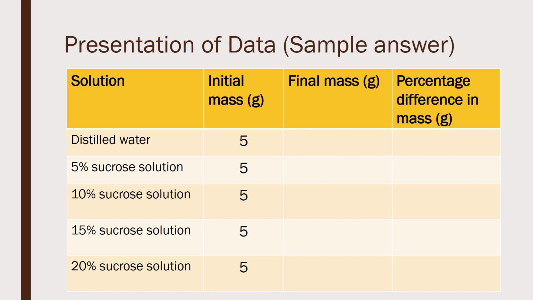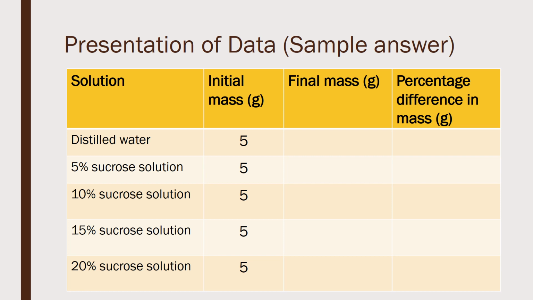Alright, here is the sample answer for presentation of data. You have to include the manipulated variable, which is the concentration of sucrose solutions. If you're using mass as the responding variable, you have to include the initial mass and final mass, and don't forget to write the unit. Presenting the difference in mass is up to you. You can include it or you can exclude it. But the important one is the final mass if you're using mass as the responding variable.